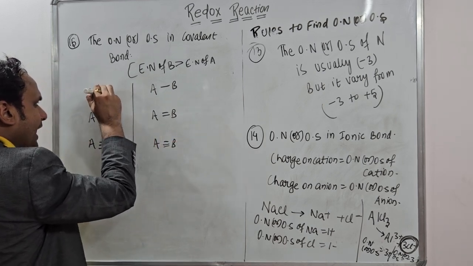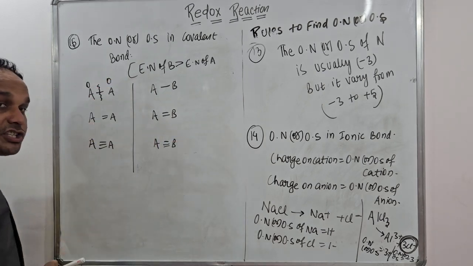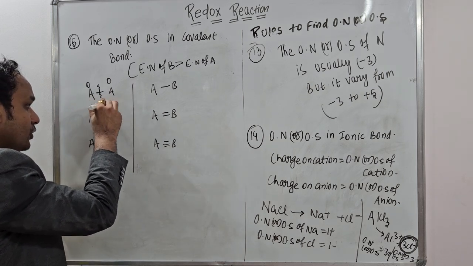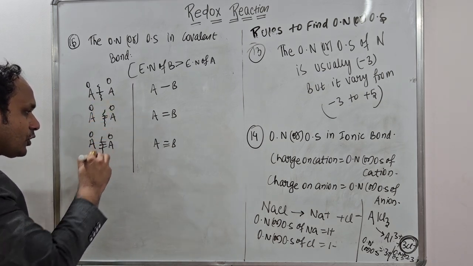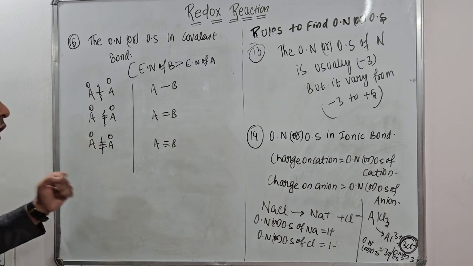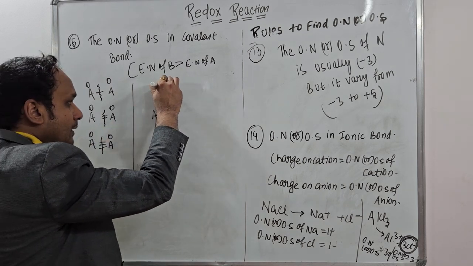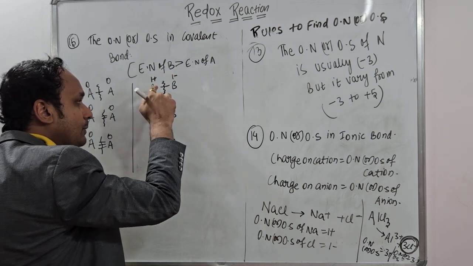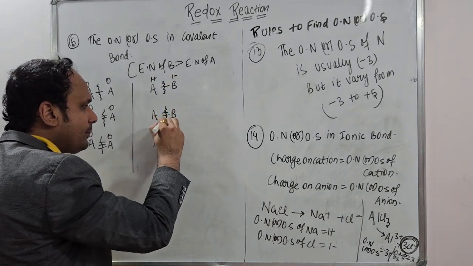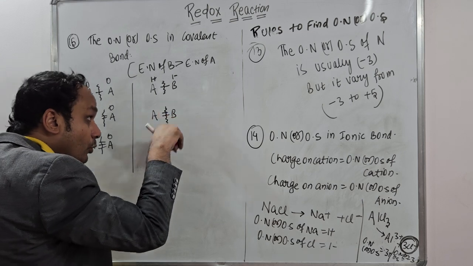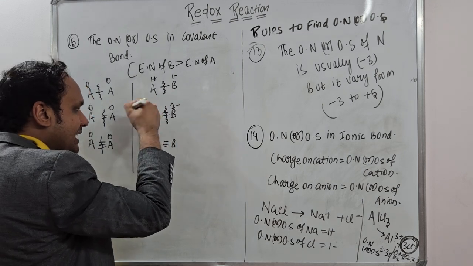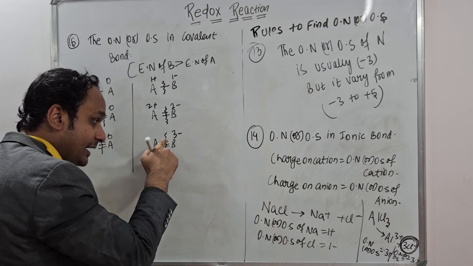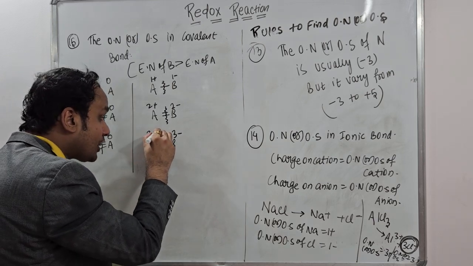If this bond breaks, A-A gives 0 oxidation number because there is no electronegativity difference. Over here also 0, because the electronegativity difference is not there. But if you see over here, it will break. Which is more electronegative? B. So it will get 1 minus, and A will get 1 plus because one bond is there. If it breaks, how many bonds? 2 bonds. So the more electronegative will get 2 minus, the less electronegative will get 2 plus.